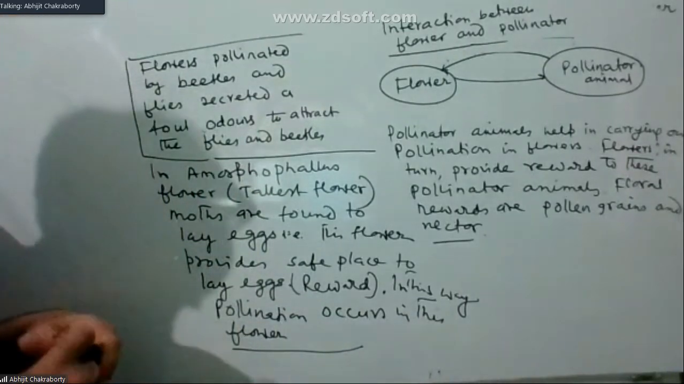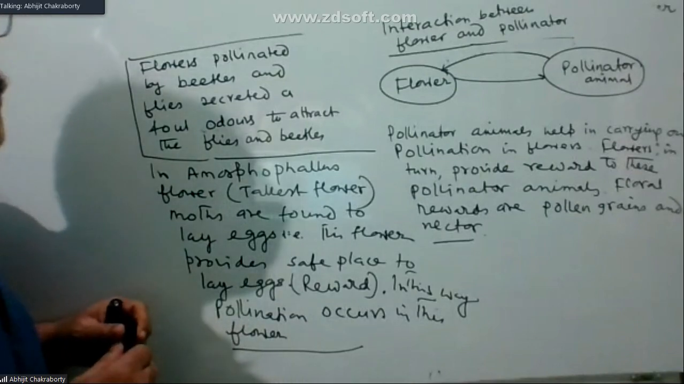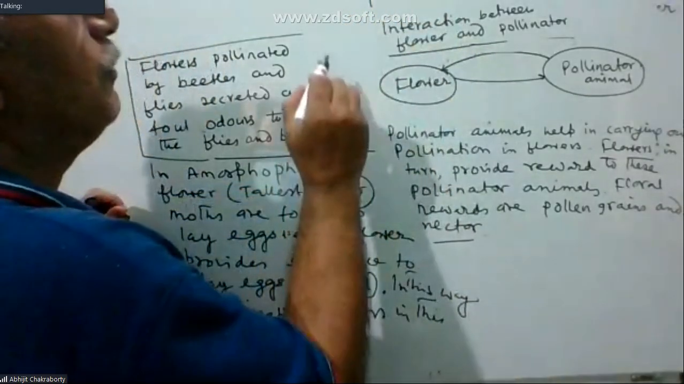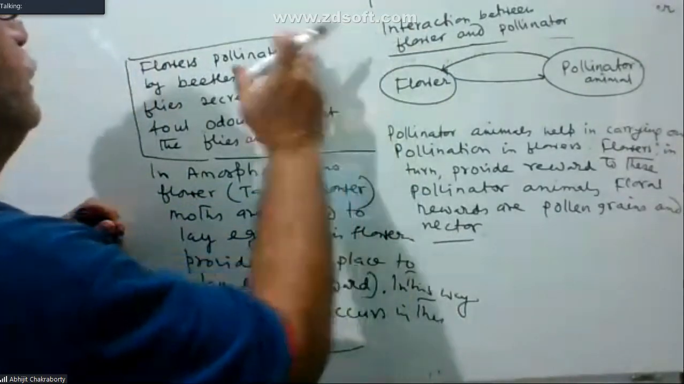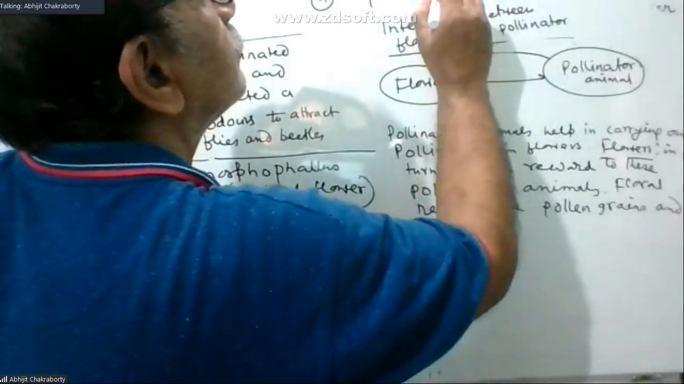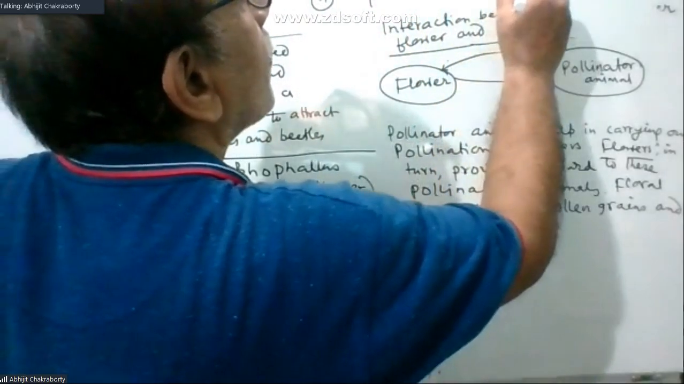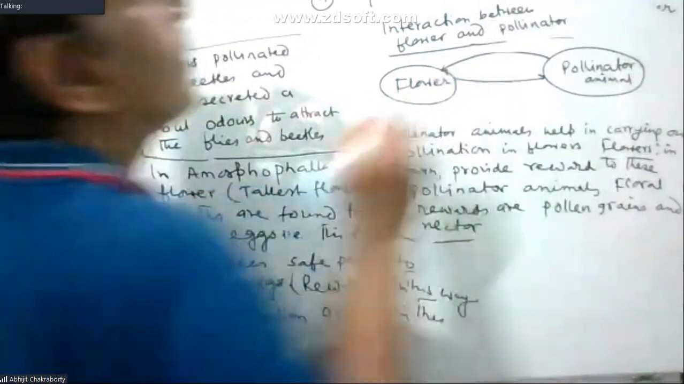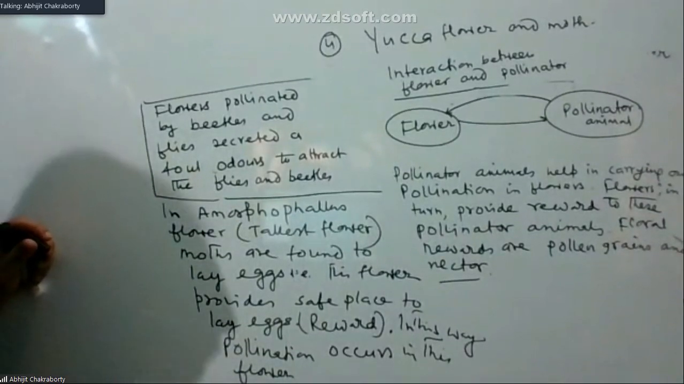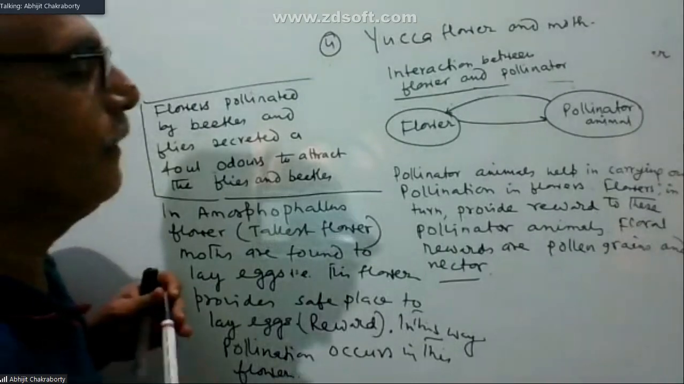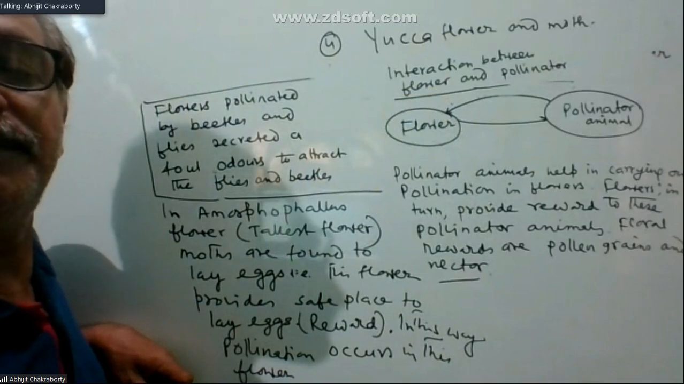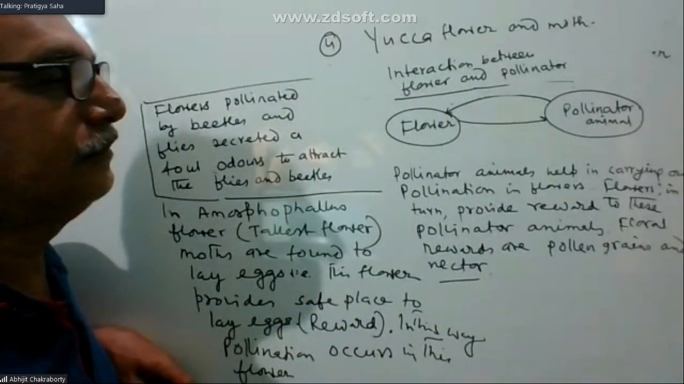Another condition is found in case of Yucca. This is the first case. Yucca plant, the Yucca flower and moth. Yucca flower and moth, the next case. What happens here?